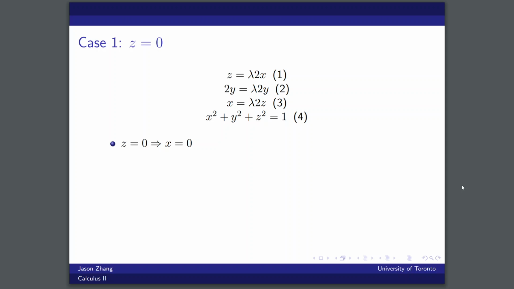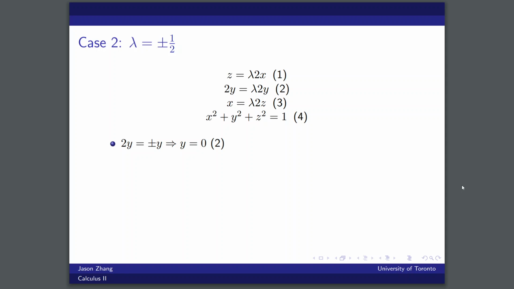Let's go with case 1 first. So if z is equal to 0, that would give us x is equal to 0, which gives us y squared is equal to 1 by equation 4. And that means y is equal to plus or minus 1, but we actually don't care about the sign because in our expression for f, we just have y squared, which would give us 1.